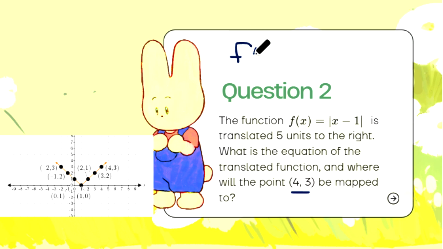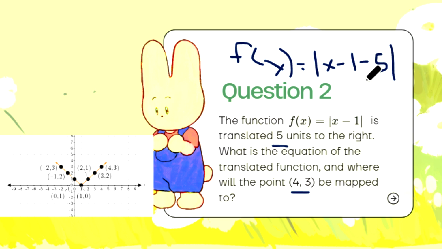Our new equation is going to be f of x is equal to the absolute value of x minus 1, and then our new information. 5 units to the right would be this way, but we have to do the opposite, so it's minus 5. Okay, all of that information, but this part can be simplified. So now it's f of x is equal to the absolute value of x minus 6. That's our new formula. So given that information, where is this going to move?